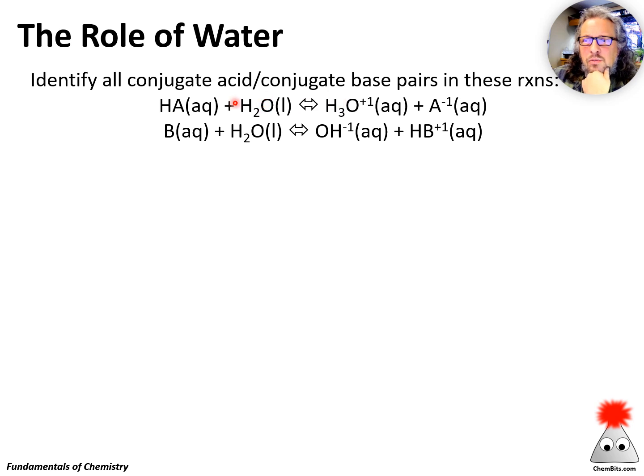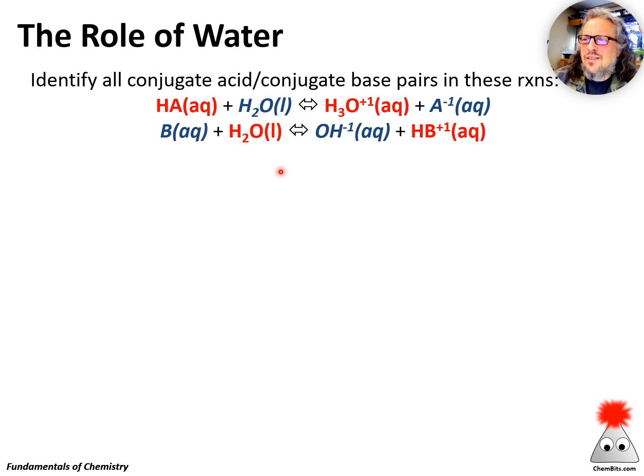Water, what's it doing? It's accepting H+ to become H3O+, so water's a base. But we just said that water was an acid. Because if we look at our second reaction, B, a generic base, this isn't boron, this is just some generic base molecule, is accepting H+ to form HB+, its conjugate acid. And water is donating H+ to become OH-. So there's a conjugate acid, conjugate base pair. Water is a base.